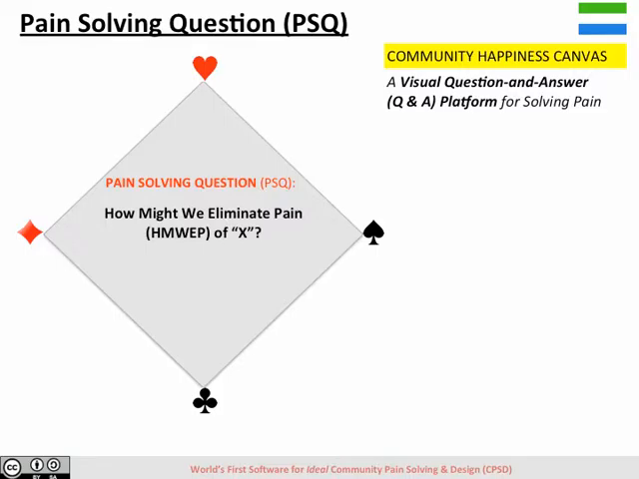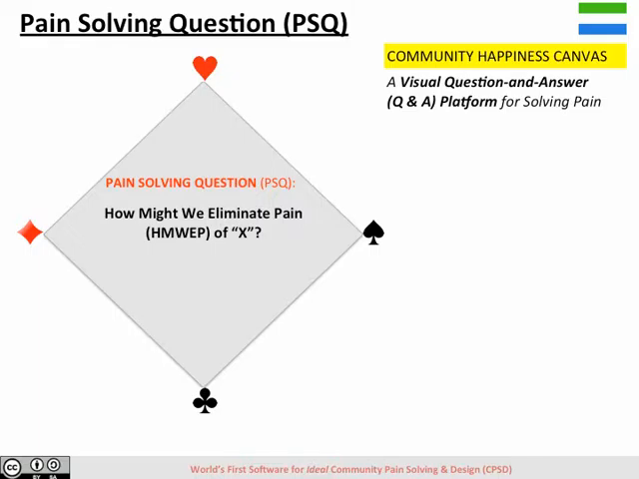The Community Happiness Canvas has a two-part structure. The first part deals with the pain solving question, and the other part deals with four building blocks, which are the pain, plan, do, review cycle. Also, the Community Happiness Canvas can be presented in many forms. Here we are presenting it as a diamond.